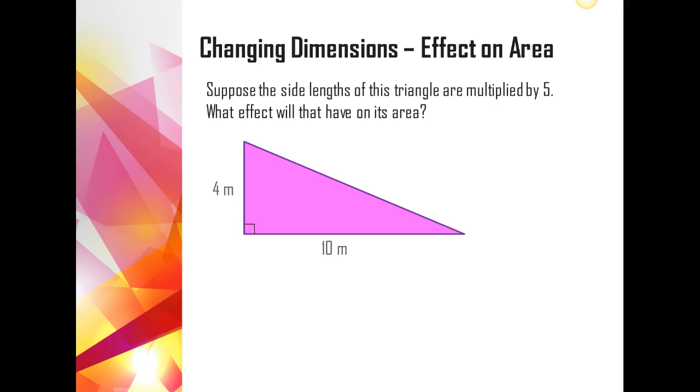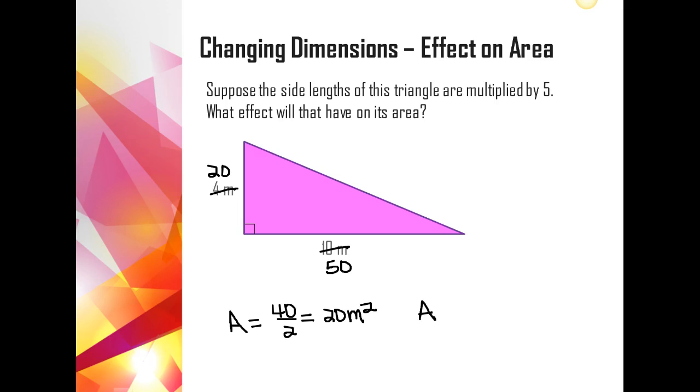The area of a triangle is the base times height divided by 2. 4 times 10 is 40 meters, and when we divide that by 2, we get an area of 20 meters squared. If we multiply the side lengths of this triangle by 5, our new triangle will have a height of 20 meters and a base of 50 meters.